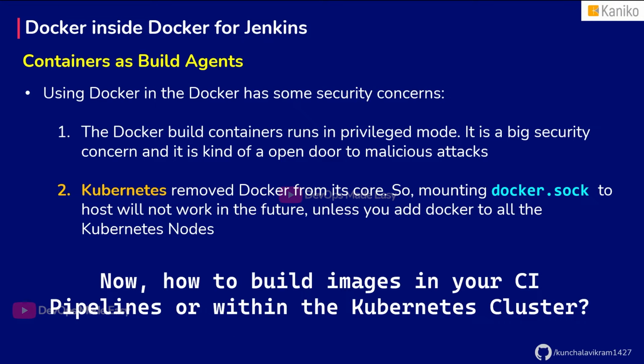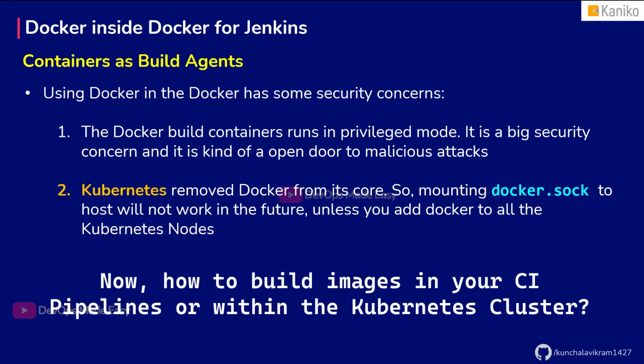And one more thing: we are mounting /var/run/docker.sock into the Jenkins container, but recently Kubernetes removed support for Docker. Kubernetes altogether removed Docker from its core. So mounting docker.sock is practically not possible because we will not have Docker installed at all, unless you have Docker installed on all the Kubernetes nodes.